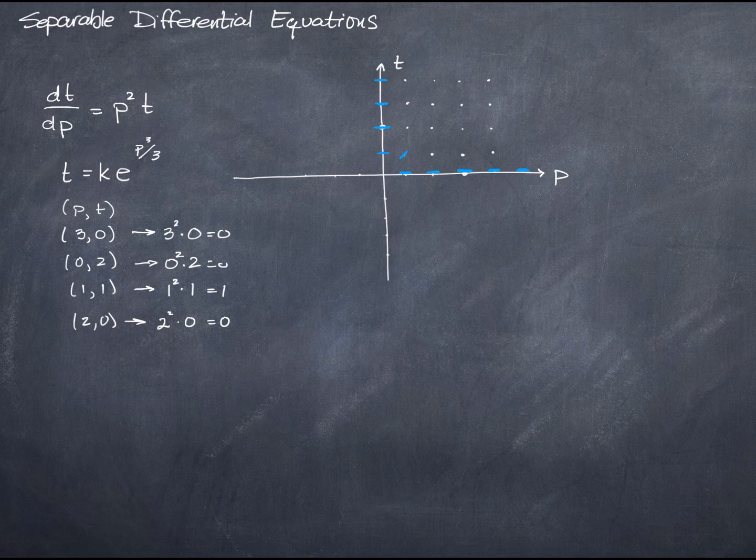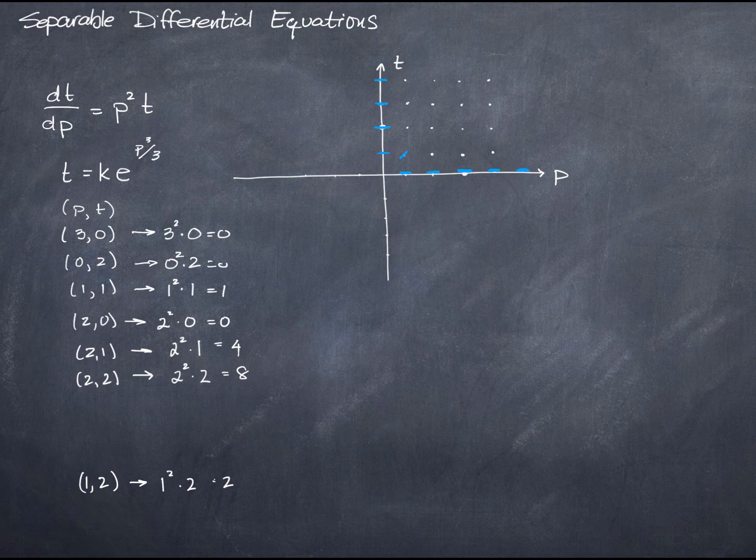Let's do 2, 1 and 2, 2 and 1, 2 together. Then I'll go back and do a few more off screen. 2, 1 is 2 squared times 1. 2, 2 is 2 squared times 2. 1, 2 is 1 squared times 2. That's 4, that's 8, and that's 2.